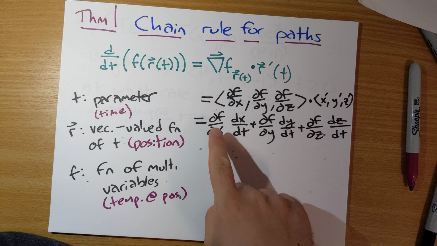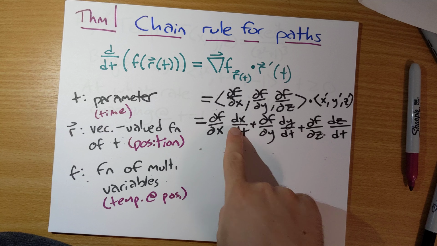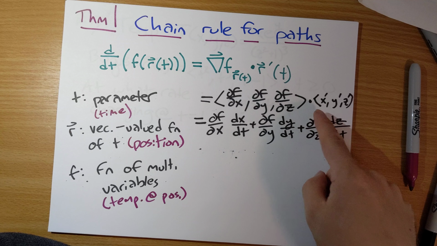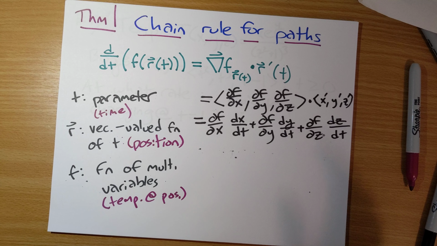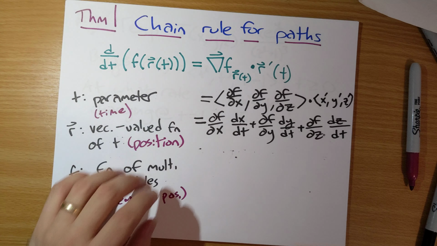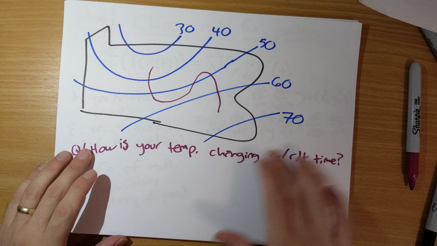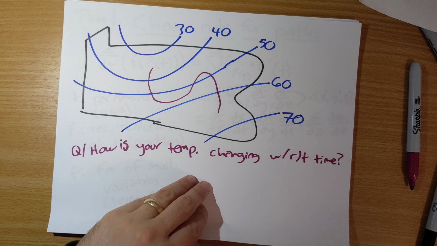Let me just highlight the fact that these are partial derivatives and these are normal derivatives because x, y, and z all depend solely on t. And you can prove this basically. This just follows from all of the chain rule stuff that we did in section 14.4. Okay, so this will give us a tool to answer this kind of question.